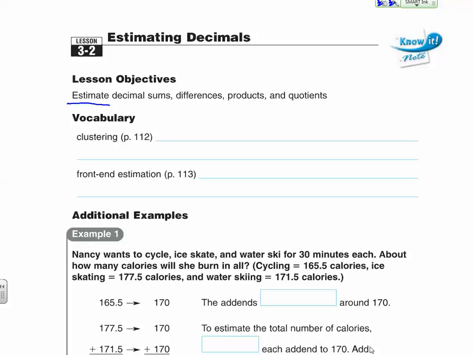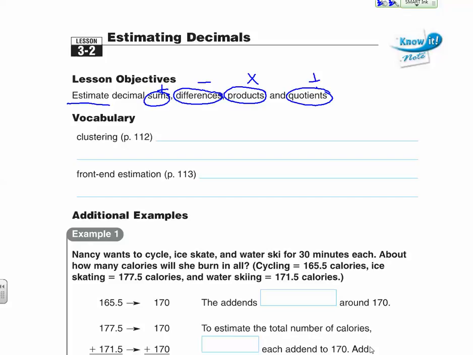And we're going to be estimating by, if you recall, sums means to add. So we're going to be adding decimals together. Differences means to subtract. Products, that's the answer to a multiplication problem. And quotients is the answer to a division problem.